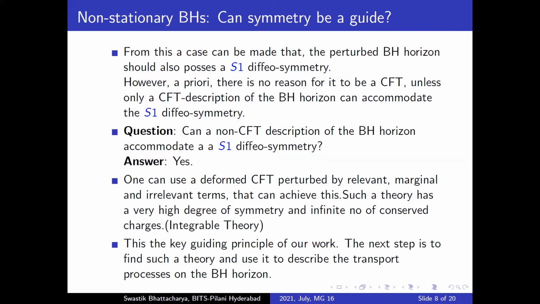Not only that, it has an S1 diffeomorphism. You can show this for a particular momentum and infinite number of conserved charges as a result. So such theories, typically integrable theories, are well known. So this is the key guiding principle then of our work. So what we will try to do is go along this line and try to find such a theory.